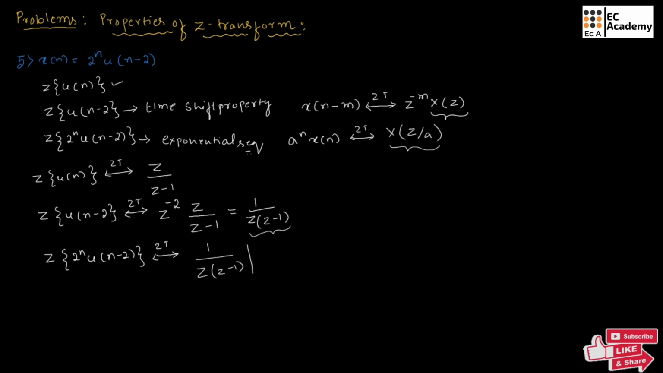So here what we need to do, in place of z, we need to write z divided by 2. So if we replace z by z divided by 2, we'll get 1 divided by z by 2 into z by 2 minus 1. So if we solve this, we'll get 4 divided by z into z minus 2. So if we take the denominator part, we can write ROC should be magnitude of z greater than 2.